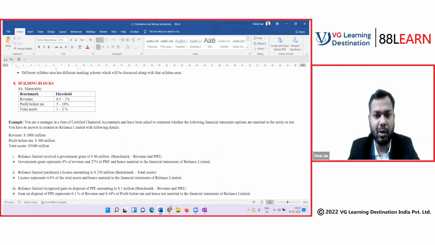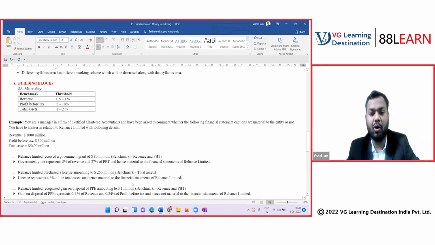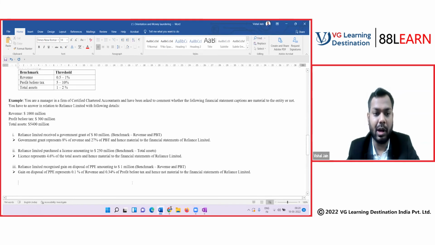Is it 0% of profit before tax, Siddhant? No. So I hope you are clear on this materiality part. Guys, is this materiality clear? No issues, Siddhant. I understand that point.